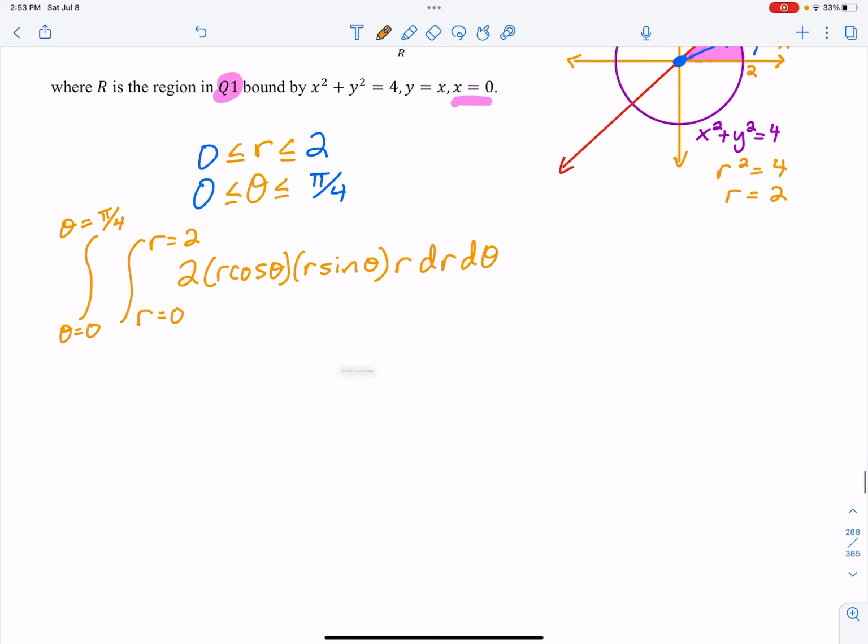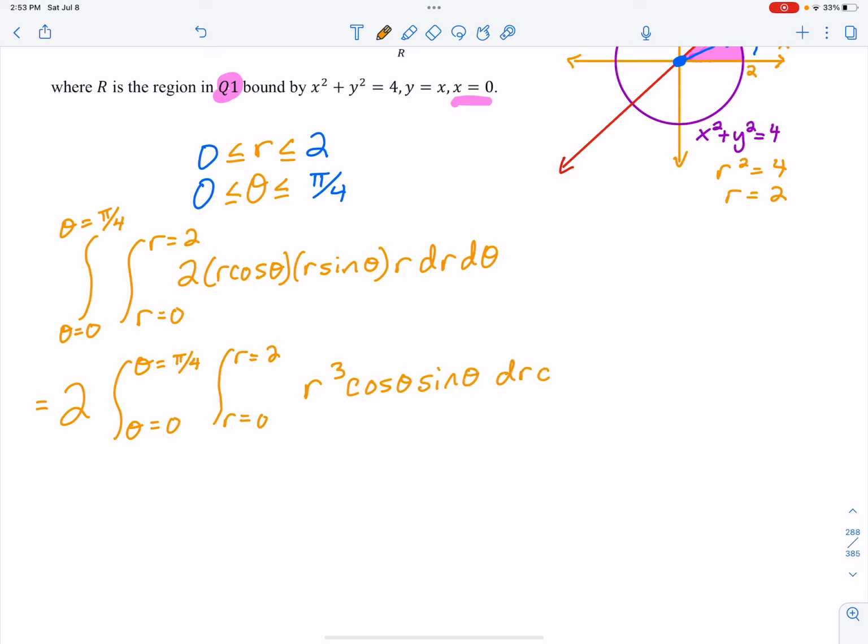Right, I'm going to factor out the 2. And I got theta equals 0 to pi over 4. Then I'm going to keep my r's. I'm just simplifying, that's all I'm going to do in this step. The 2 went outside. I got r cubed cosine theta sine theta dr d theta. The r went with the other 2 r's to make the r cubed.